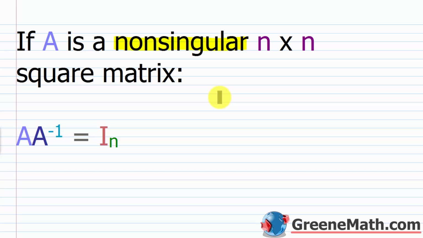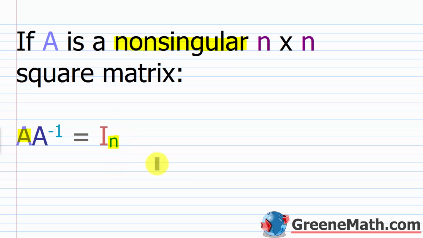You might see non-singular in one textbook, and invertible in another, depending on where you're getting your information from. If you have a matrix that doesn't have an inverse, and we'll see an example of this in a little while, it's known as a singular matrix. So if A is a non-singular n by n square matrix, meaning it has an inverse, then this property is going to be true. If I take A and multiply it by the inverse of A, I'm going to get an identity matrix of the same order.